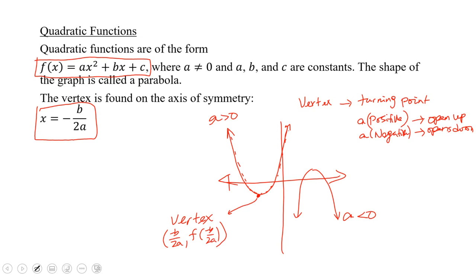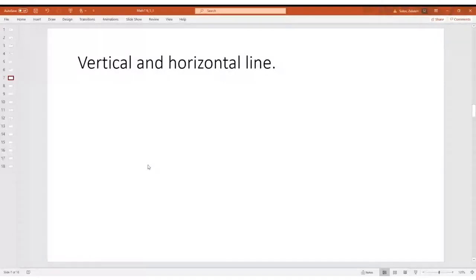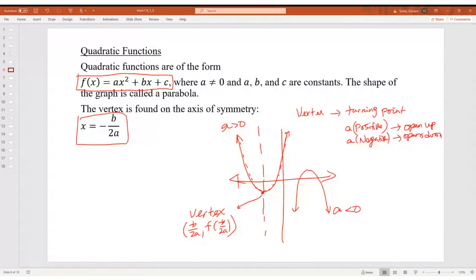And the axis of symmetry is a vertical line which divides the graph into two equal parts. It's like a mirror image of each other. Okay. The graph becomes its mirror image. That is why it's called the axis of symmetry. x equals negative b over 2a.